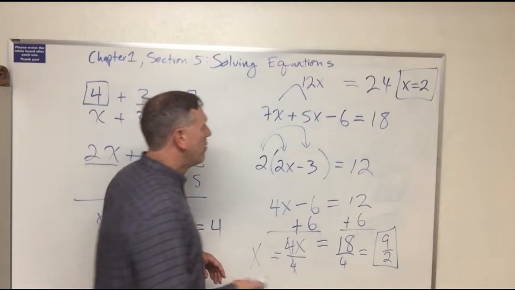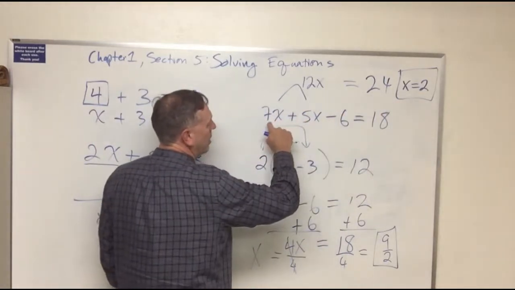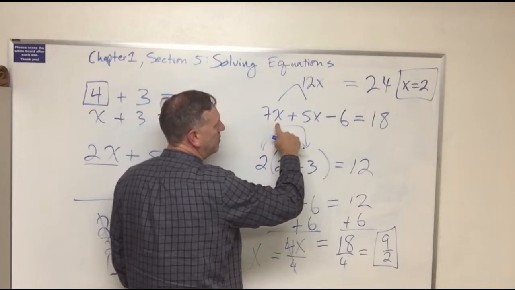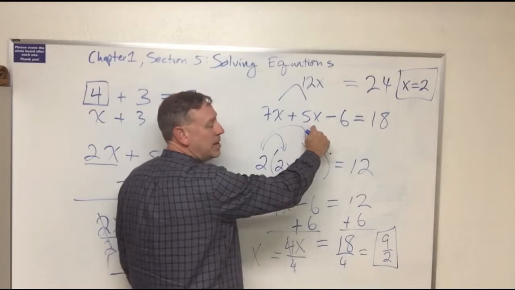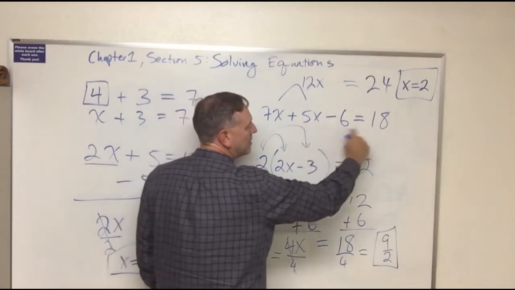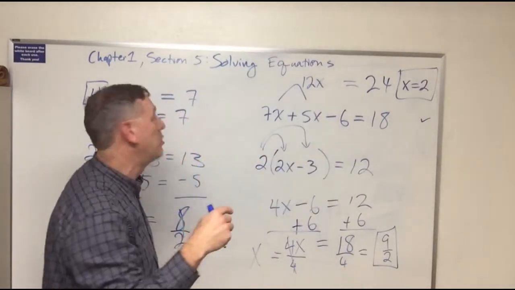Now these are easy to check. For instance, let's go back to this one here. We can put 2 back in here. We'll have 2 times 7 is 14. 2 times 5 is 10. 14 plus 10 is 24. 24 minus 6 does equal 18, so we can check it. So it's easy to check these problems.